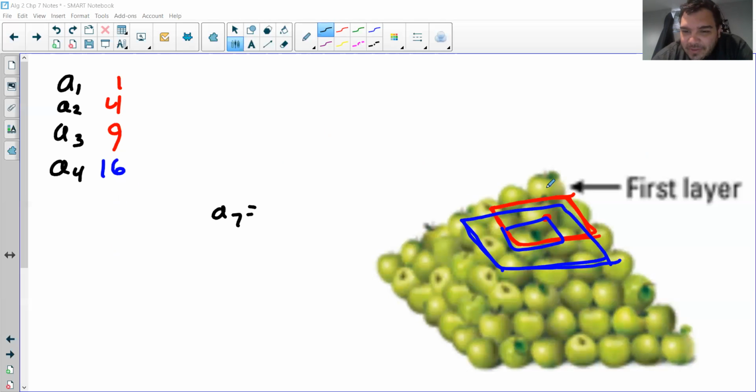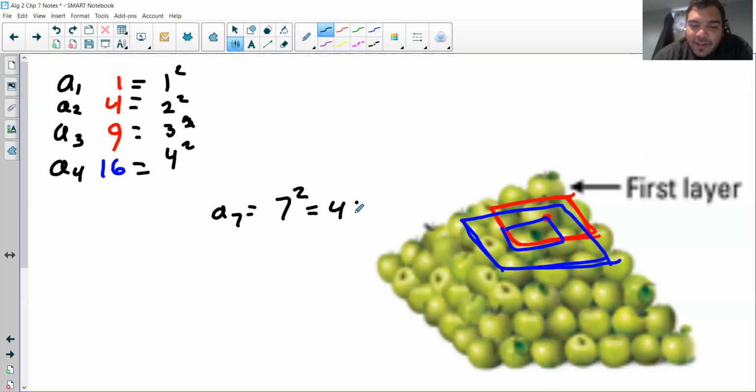Now, let me talk about this. These are squares. Literally, they are squares, right? The apples actually form squares. But the numbers are also squares. And that's kind of cool. At least I think it's cool. 1 squared, 2 squared, 3 squared, 4 squared. Which means this A7 should be 7 squared or 49.